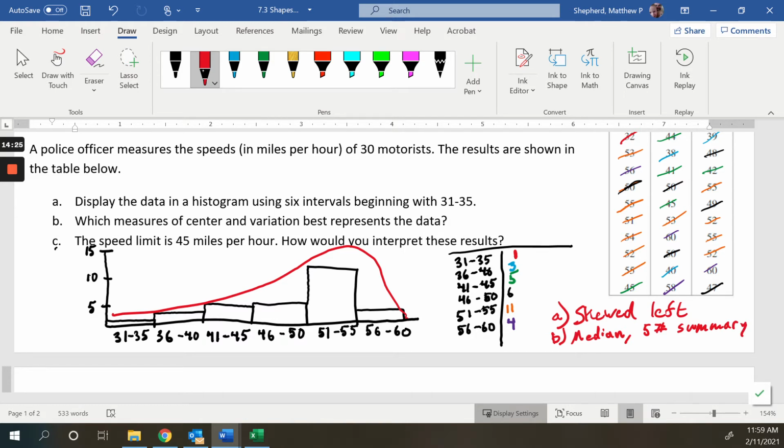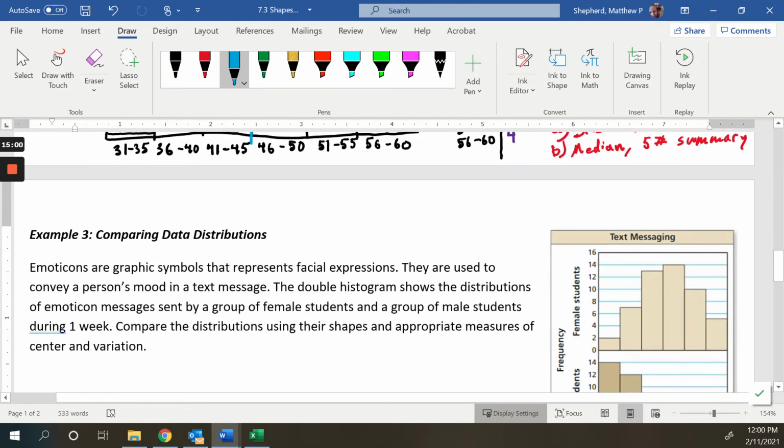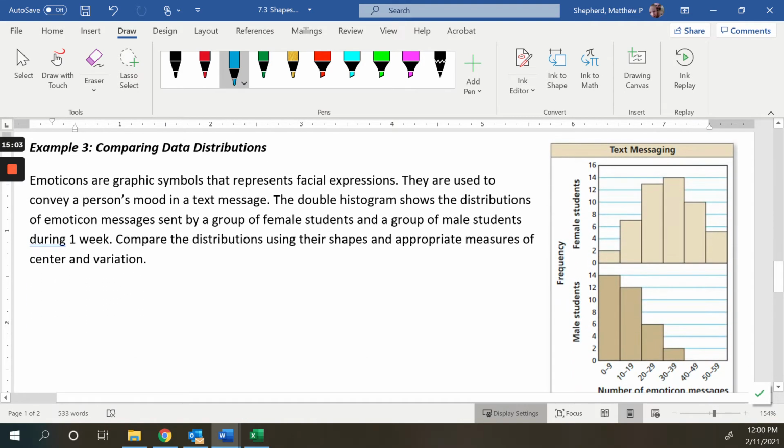Next, the speed limit is 45 miles per hour. So that would be right up there, upper limit of that one. How would I interpret these results? I would say people speed is what my results are, is that it's only a very small group of people who would go under the speed limit, but the majority of our people are over the speed limit. Okay? All right. So let's look at this next one.